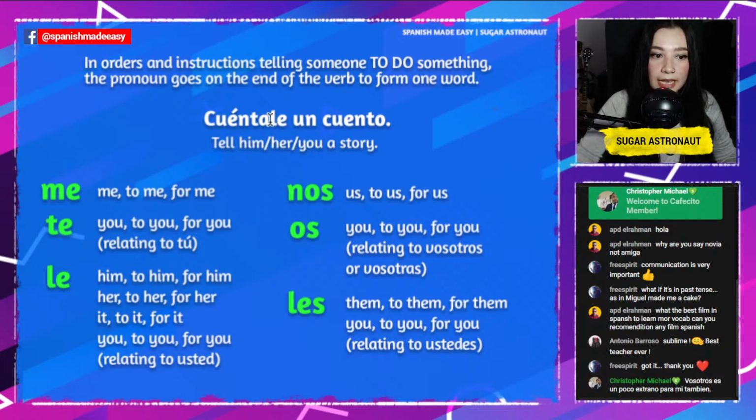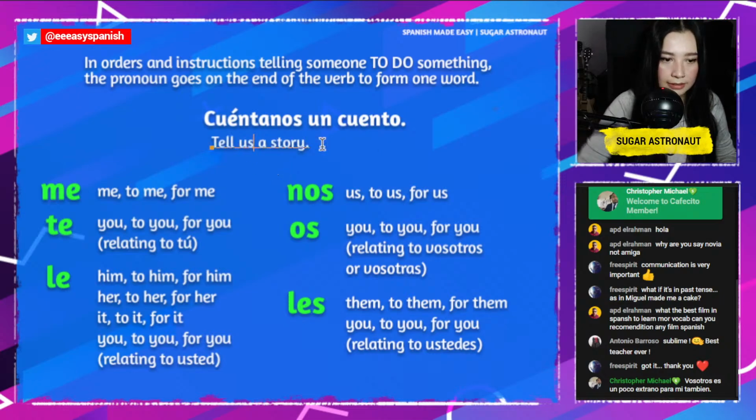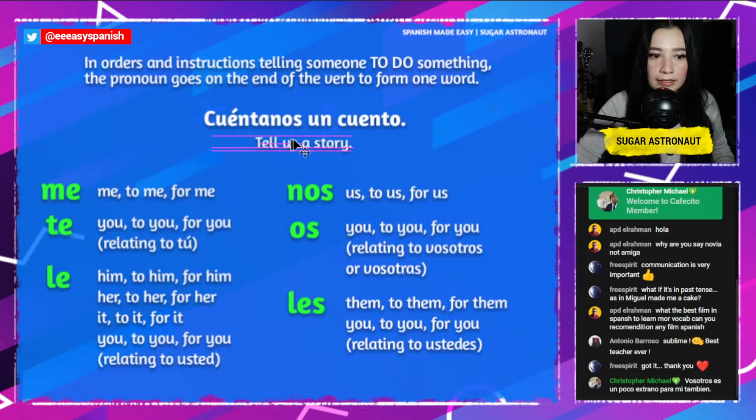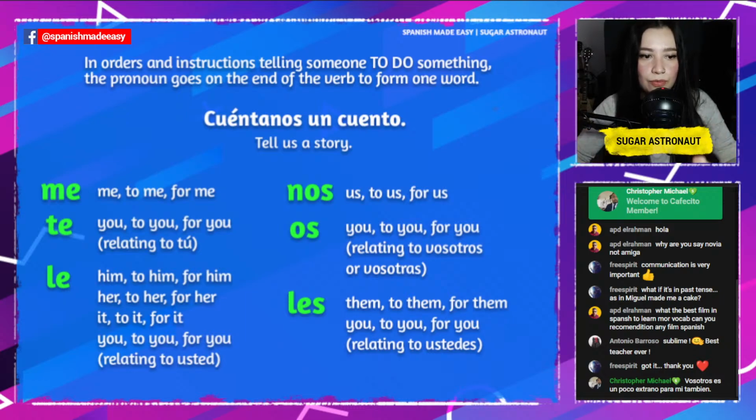Or you can say cuéntanos un cuento. Cuéntanos un cuento. And this means tell us a story, okay? Tell us a story. Cuéntanos un cuento. Tell us a story, okay?